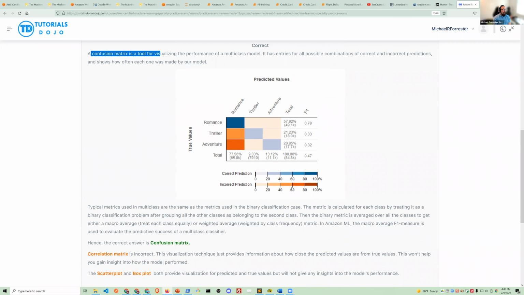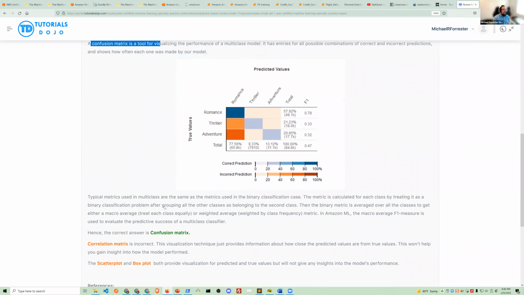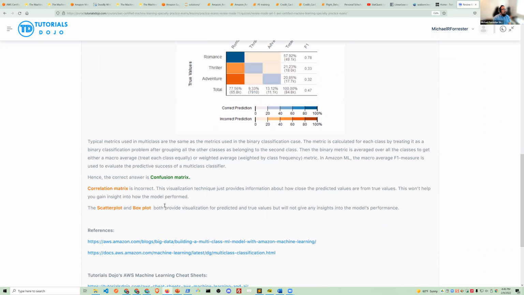This does actually look a lot more like a heat map, honestly. Correlation is obviously incorrect because it just shows how close the predicted is to true. Scatter and box plots show visualizations for predicted and true values, but don't really give any insights on the model's performance.